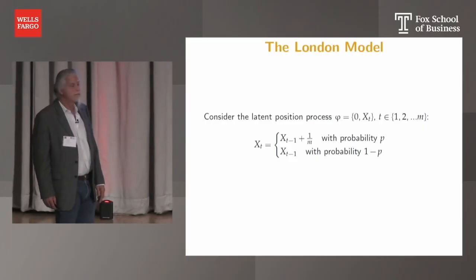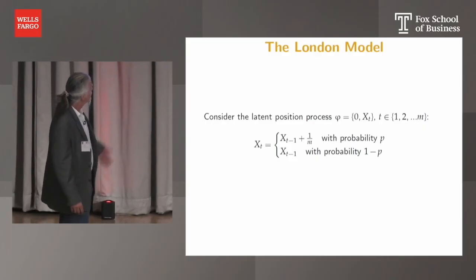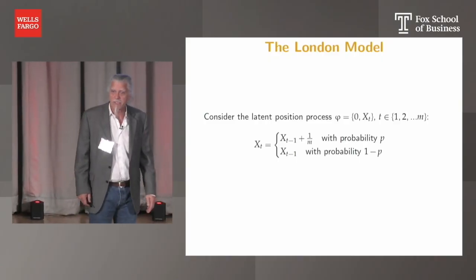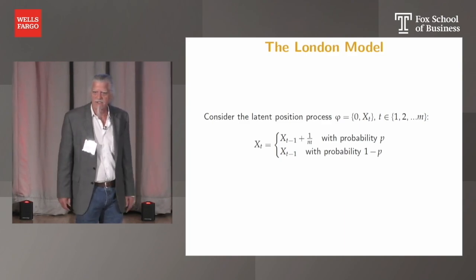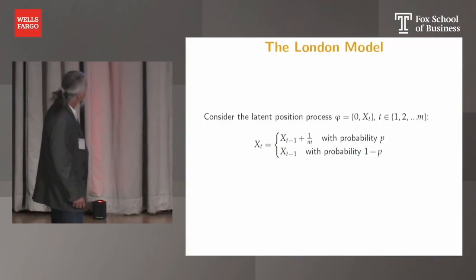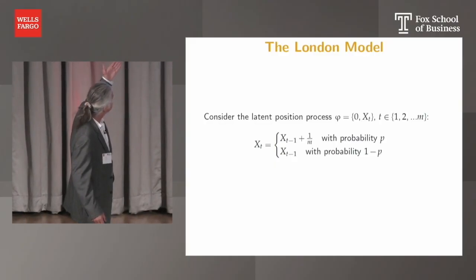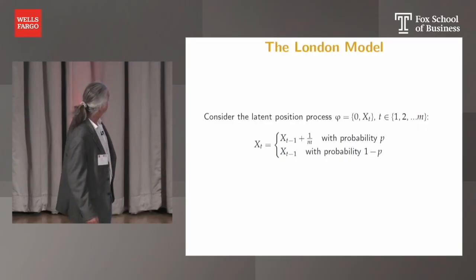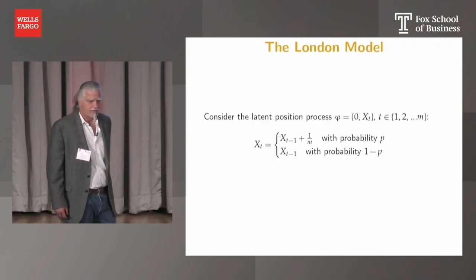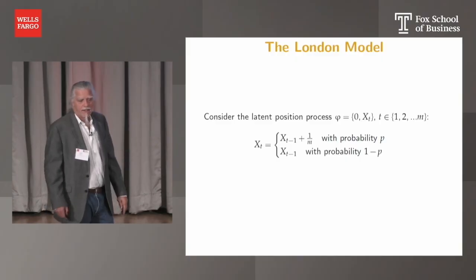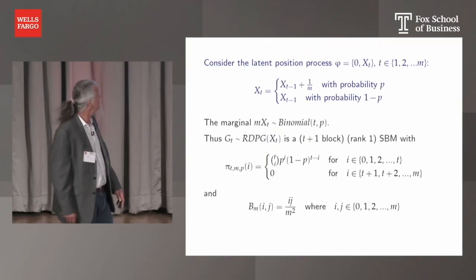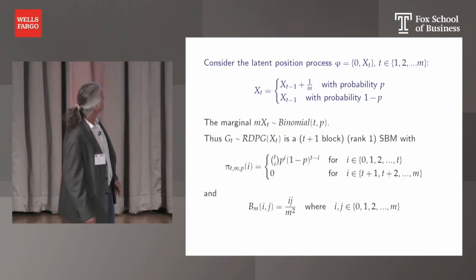The simplest such latent position would be just scalars here. This is called the London model because Tinney and I came up with this while we were in London. It's the only reason. Hopefully the next talk I give will have the Philadelphia model. But we're stuck with the London model for now. The idea is that the latent position process evolves as that. That is, it just jumps with some probability. And so I get this x_t, and then I draw a random variable from the distribution to get this random dot product graph.